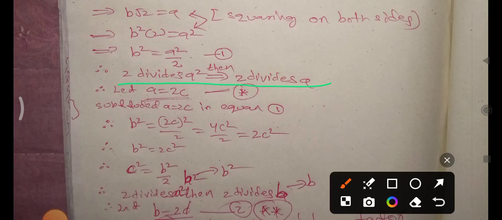By the definition, let a is equal to 2c. Substitute a is equal to 2c in equation 1. Therefore, b square is equal to (2c) whole square by 2, which is equal to 4c square by 2, that is 2c square. Therefore, b square is equal to 2c square, so c square is equal to b square by 2.